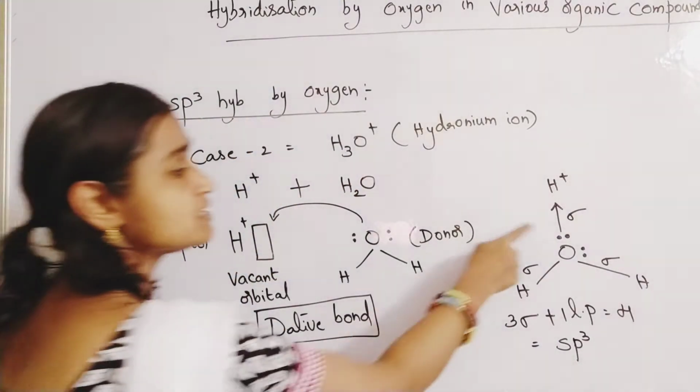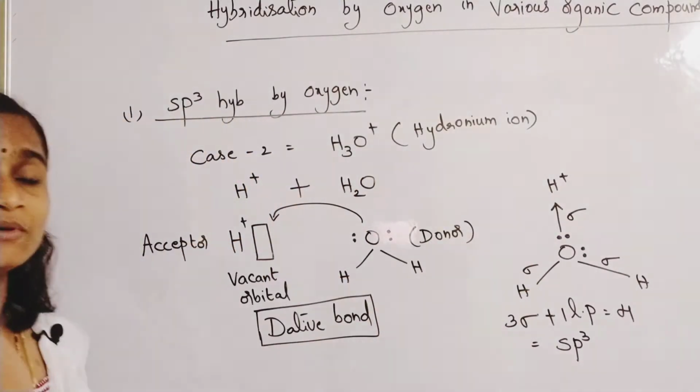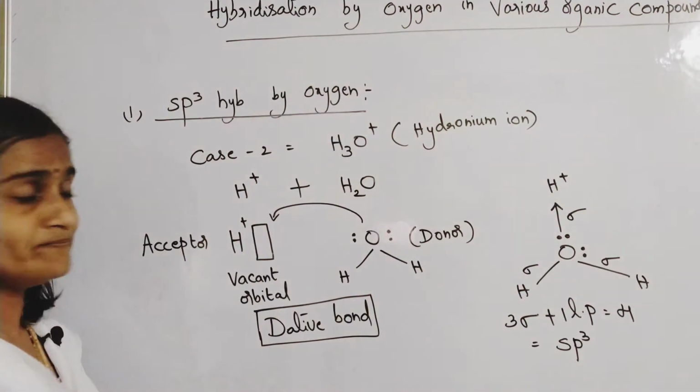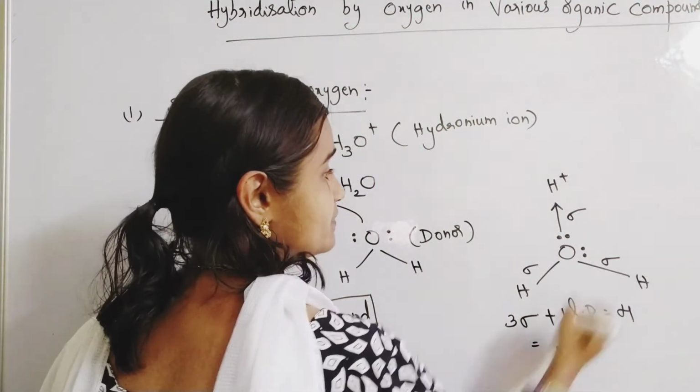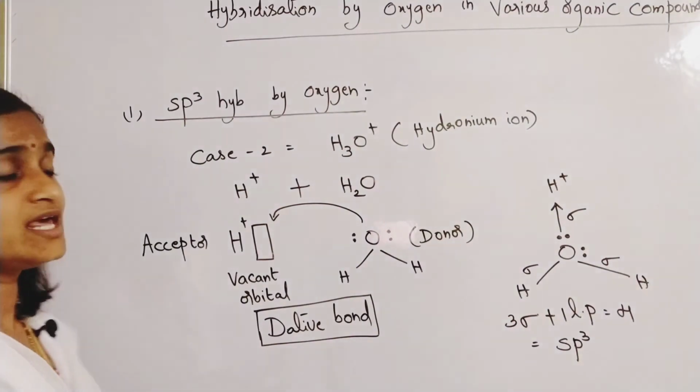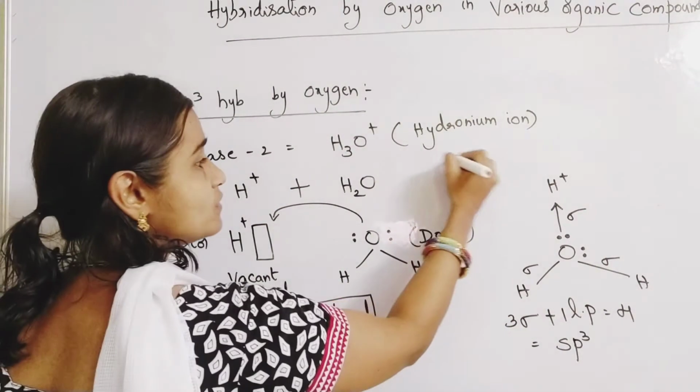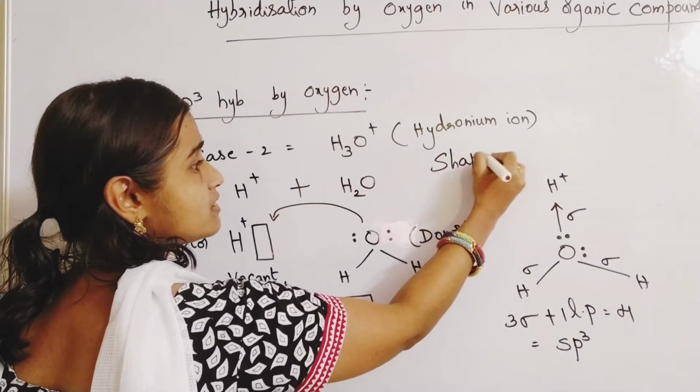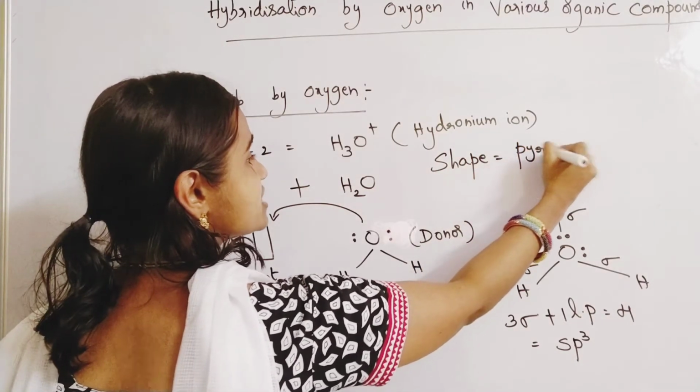Okay now, so this dative bond is also considered to be what? Sigma bond only. Okay, so sp3 hybridization. Now in this case, the shape of this molecule is observed to be what? Pyramidal shape. Shape is pyramidal shape.